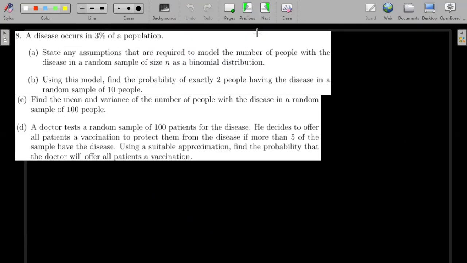Let's look at question 8. Okay, so question 8, they're saying a disease occurs in 3% of the population. Okay, A, state any assumptions that are required to model the number of people with the disease in a random sample of N as a binomial distribution.